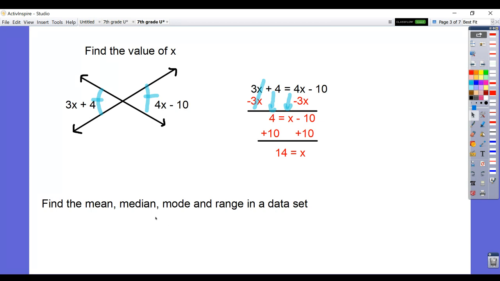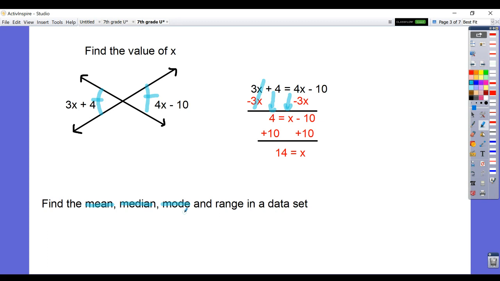You'll also have to, for the test, find the mean, median, mode, and range. So I didn't give you specific examples here, but remember mean is adding up the values and then dividing by how many are in the list. Median is putting the numbers in order and picking out the middle value. If there's 2 in the middle, you need to average those.